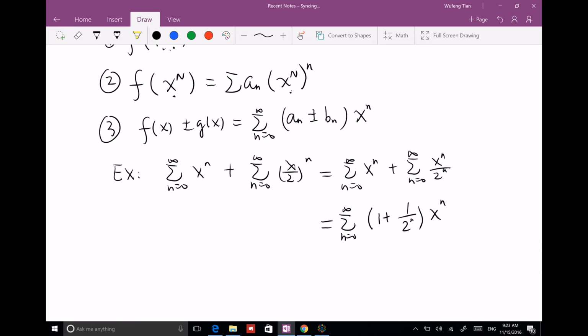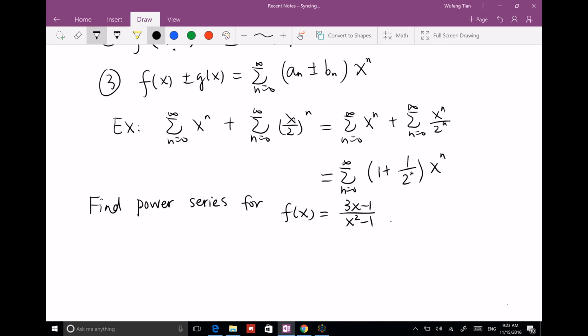Alright, so next one, I want to find the power series for f(x) equals (3x minus 1) over (x squared minus 1). Find the power series for f(x) equals (3x minus 1) over (x squared minus 1).